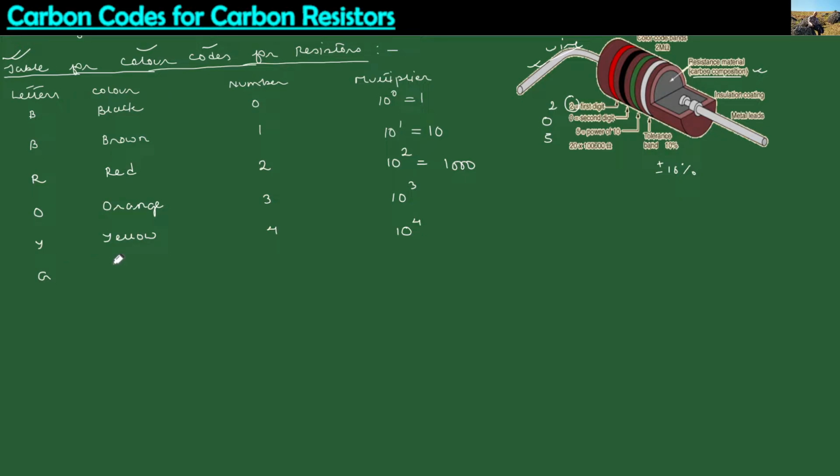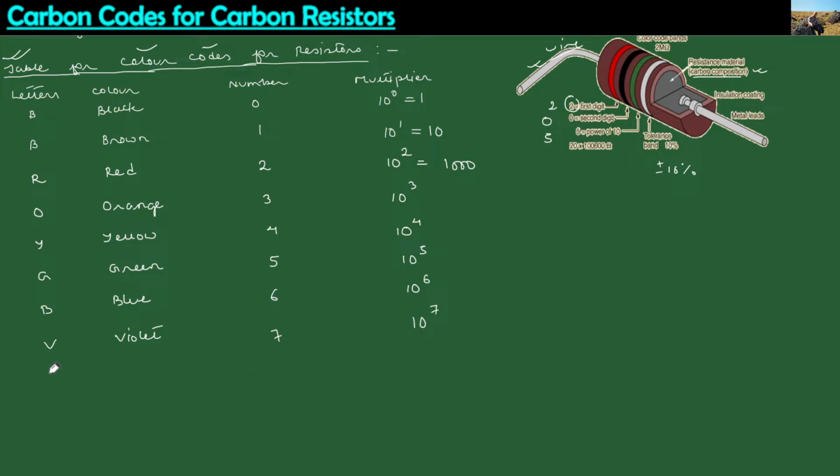Then we have green, denoted by G. Green, the number will be 5, and this will give us 10 to the power 5. Then we have blue. The letter will be B. This will give you 6, and this will give us 10 to the power 6. Then we have violet. This V will be violet. Then the number will be 7, and the multiplier will be 10 to the power 7.